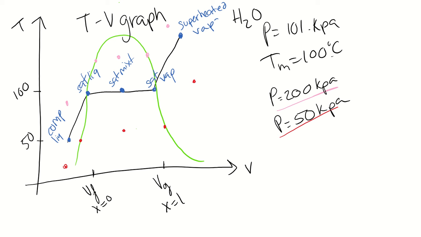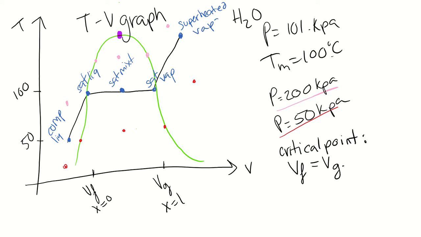Good. And what do we have at the top? At the top, we have the critical point, where both vapor and liquid coexist at the same specific volume. So that means that VF equals VG, since they're at the same place.